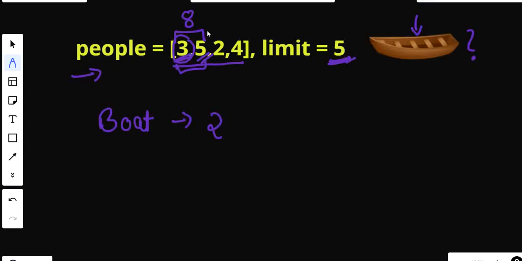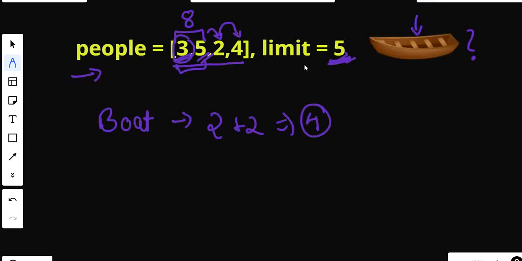Then I will go to 2. I am seeing that 2 is lesser than our limit, but if I add 4, it will become 6. So it will also cross the limit. Correct? So what I did, I again took 2 boats and this will become 2 plus 2, 4. So is 4 the correct answer of boats?